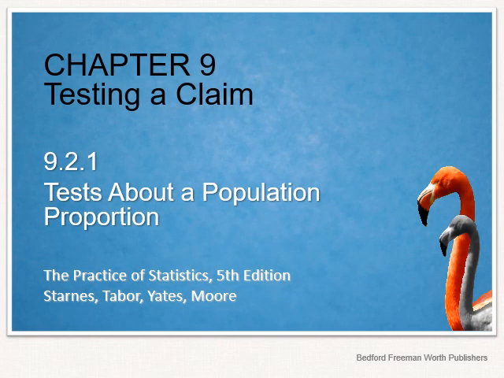This first part of section 9.2 is going to be using what we learned in 9.1, the significance test or hypothesis testing, and we're going to use it with population proportions.